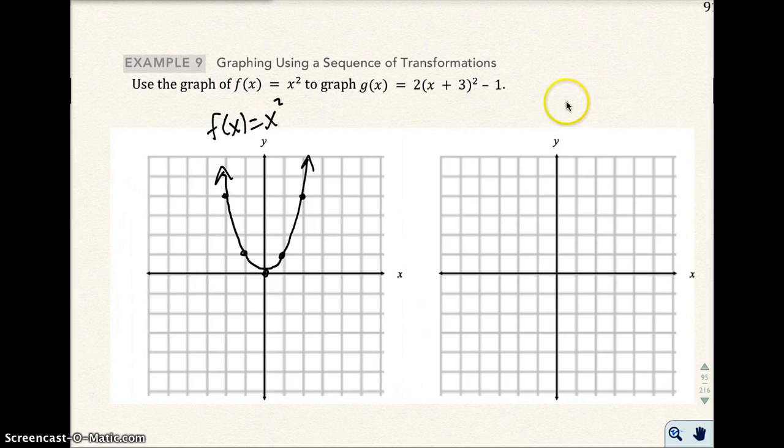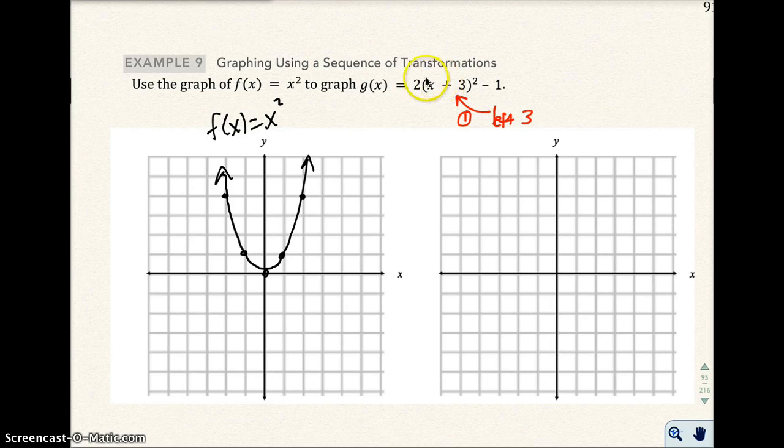Now I'm going to look at all transformations. I'm going to look at left to right movement. That's where x is. Am I adding something to it or subtracting something from it? So here I'm going to go ahead and say I have a left to right movement. In this case, I have plus 3. I'm going to go to the left 3. First thing I need to do.